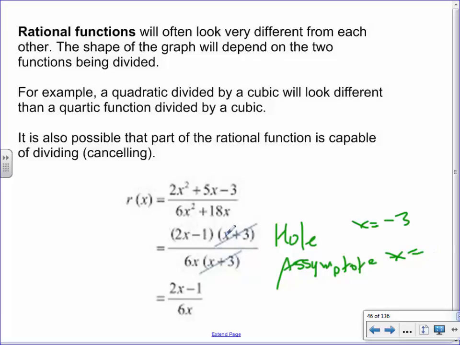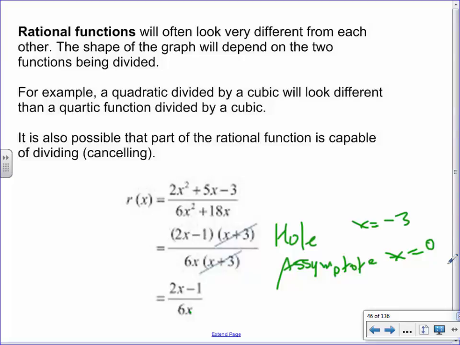You can't plug in -3 right here, right? Yeah, but 0 is still a problem, right? And 0 never canceled away. So this is a graph that has an asymptote and a hole in the graph. You could have one of each even. Those are the defining features of rationals typically.